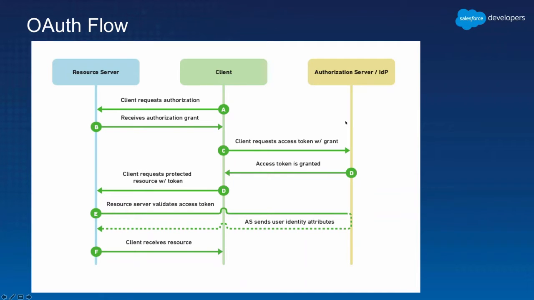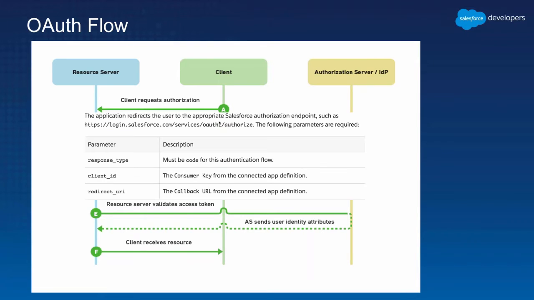Let's jump onto the OAuth flow. As we just talked about, there are the resource server, the client, and the authorization server or identity provider. The first step is the client requests authorization. I try to make this flow as simple as possible. So if you are on Salesforce, trying to do a connection, you're on the Chrome browser and you're requesting authorization to Salesforce as a resource server. So the application redirects the user to the appropriate Salesforce authorization endpoint. And the endpoint, as you see, says OAuth2 authorize. That's a very specific endpoint that you use to initiate the OAuth flow. And you provide the client ID and the redirect URL, and the response type, which is code.